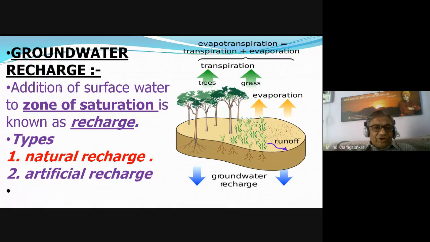That is the addition of the surface water due to the precipitation to the zone of saturation, that is to the unconfined aquifer as well as the confined aquifer, is called the recharging of the groundwater, or recharge in short.